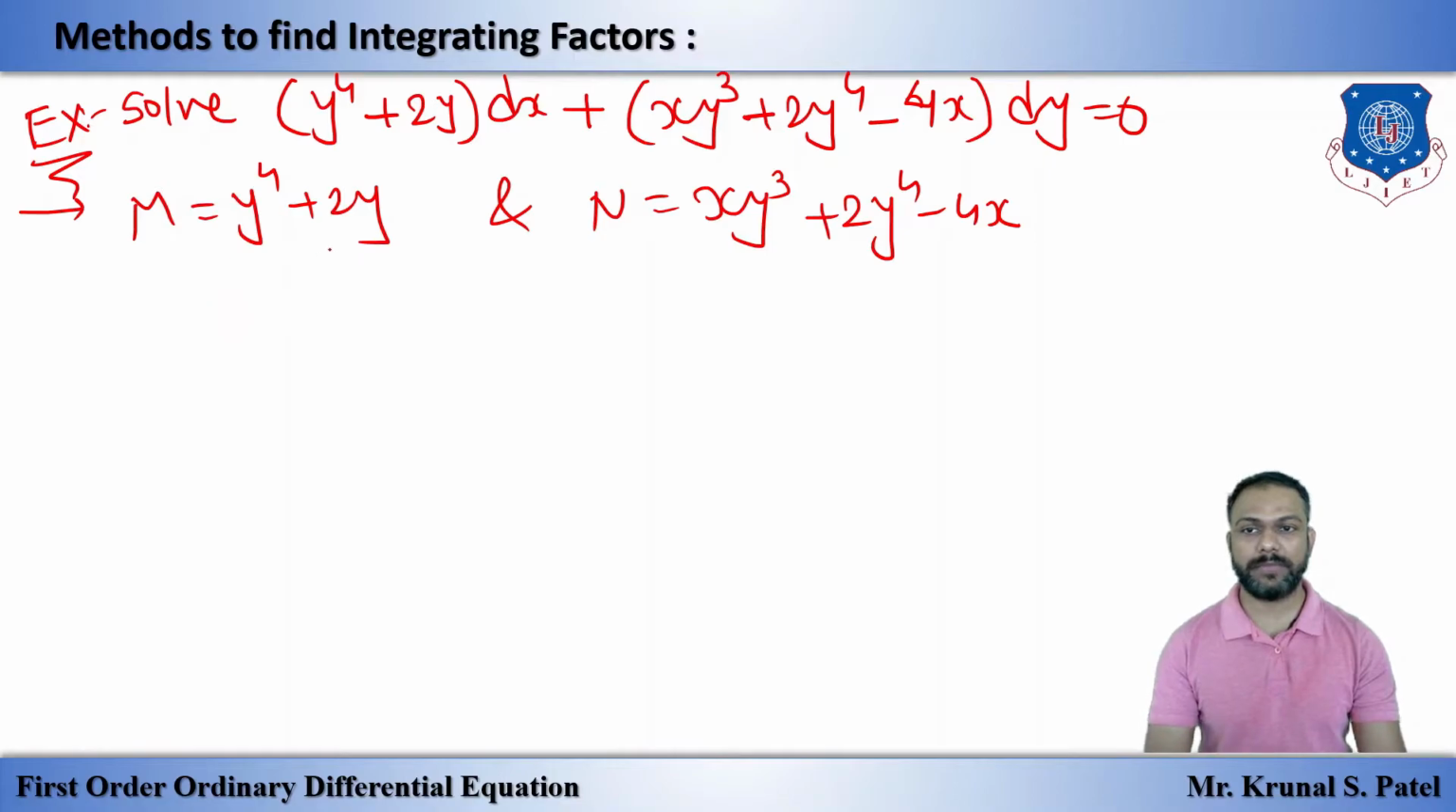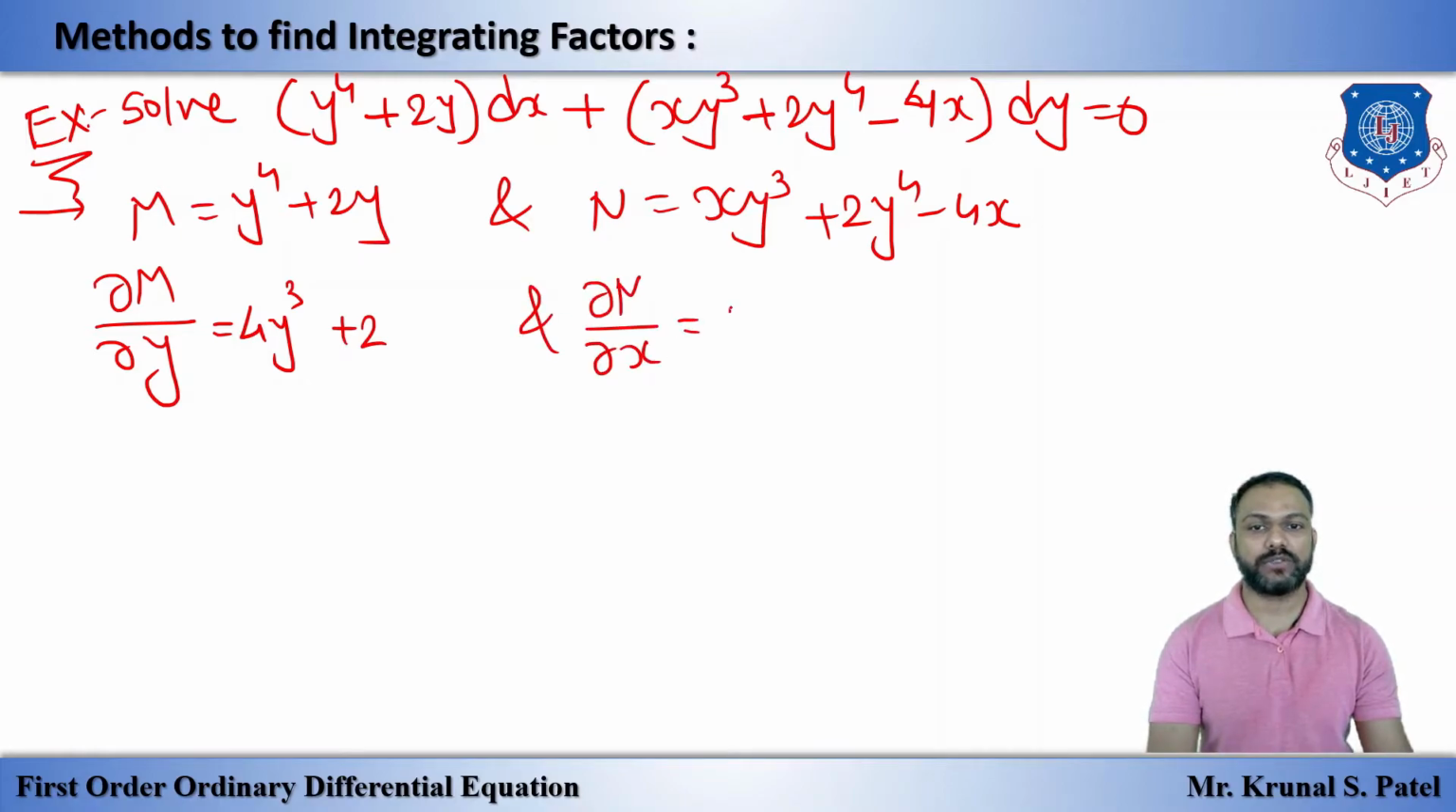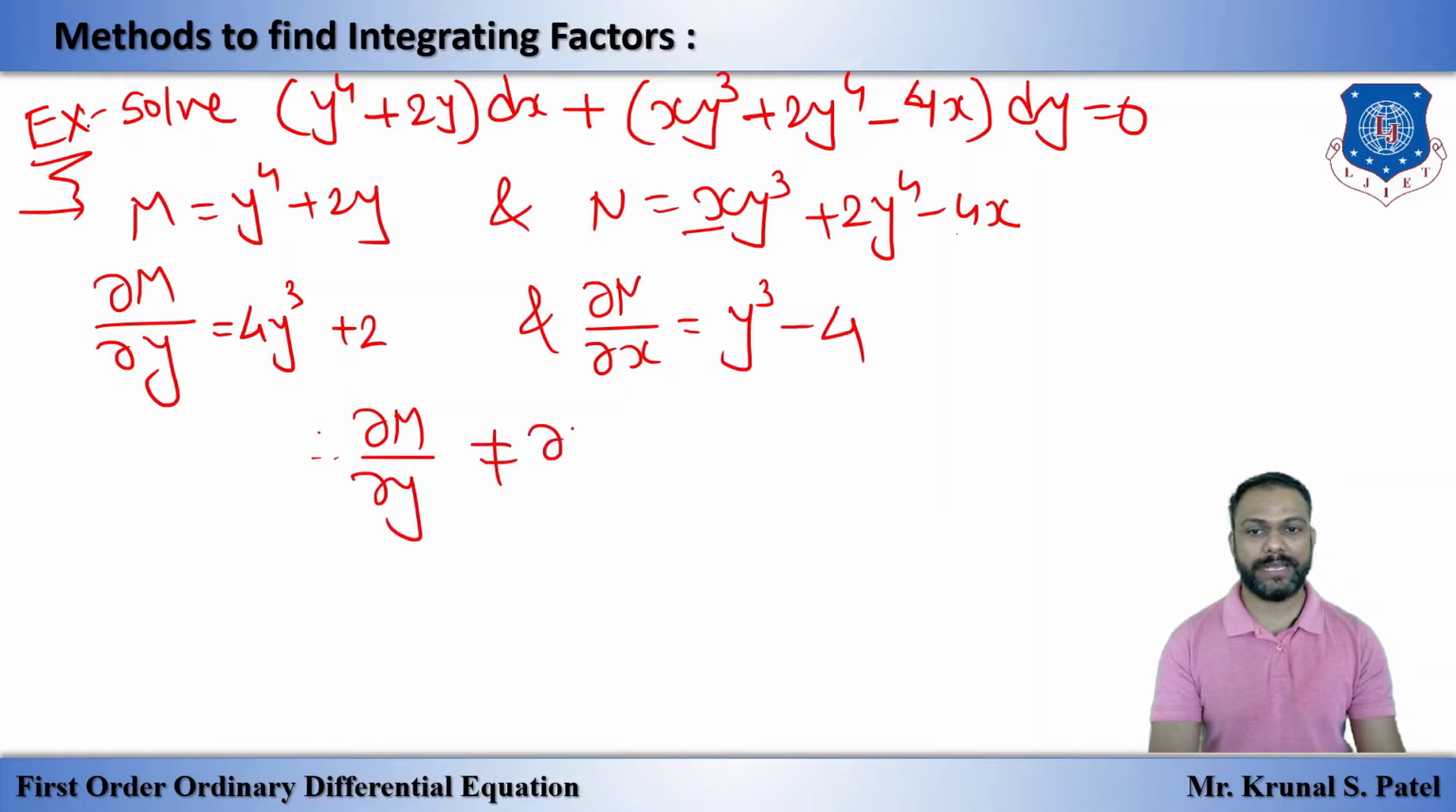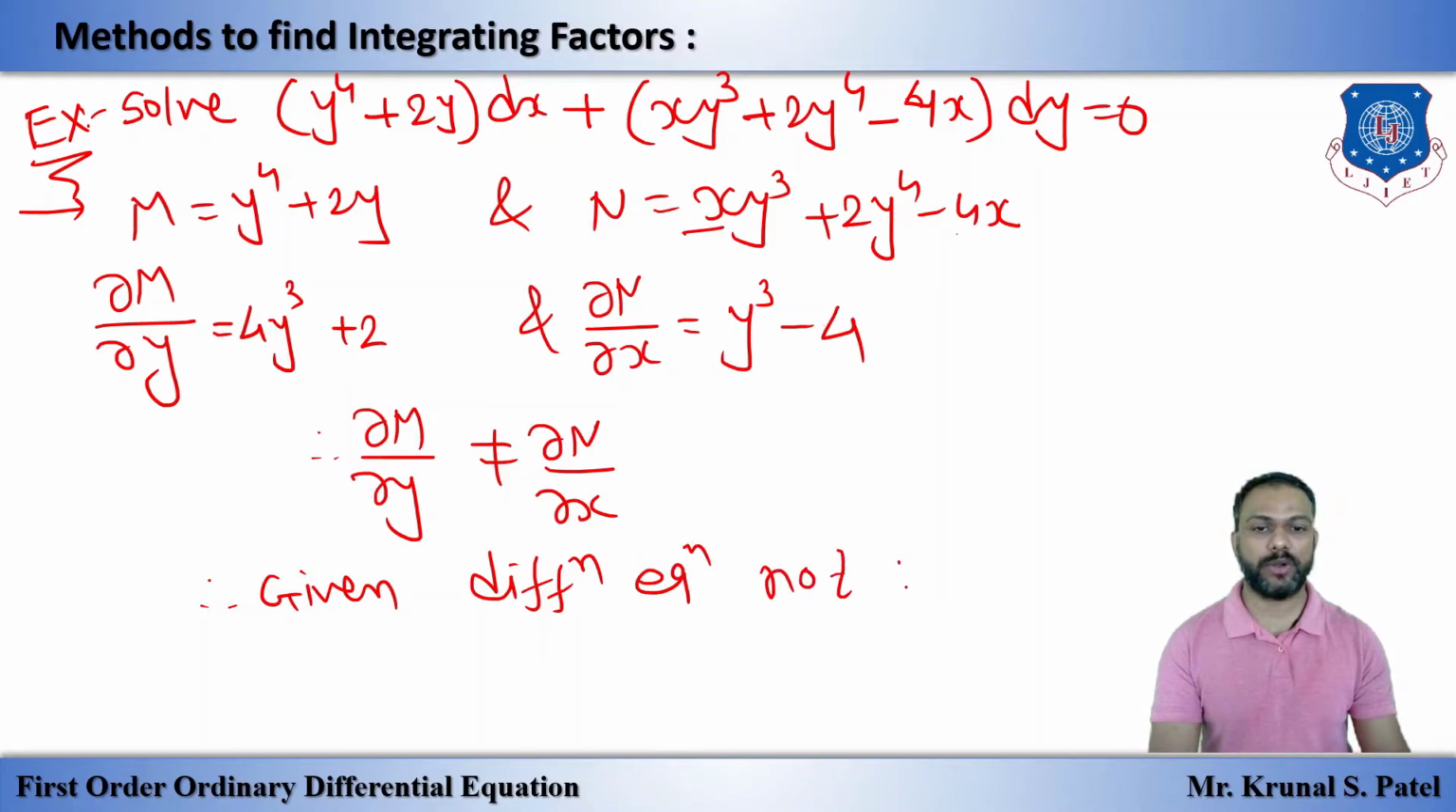So this is our m and this is our n. Now we differentiate m with respect to y partially. So we have 4y cube plus 2, and if we differentiate n partially with respect to x, so y cube constant, differentiation of x is 1, differentiation of this 2y raised to 4 is 0, and which is minus 4. Okay, differentiation of this. So here we can see that del m by del y is not equal to del n by del x. So therefore, the given differential equation is not exact.